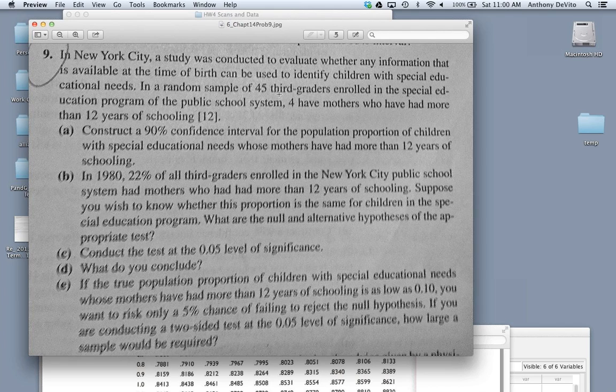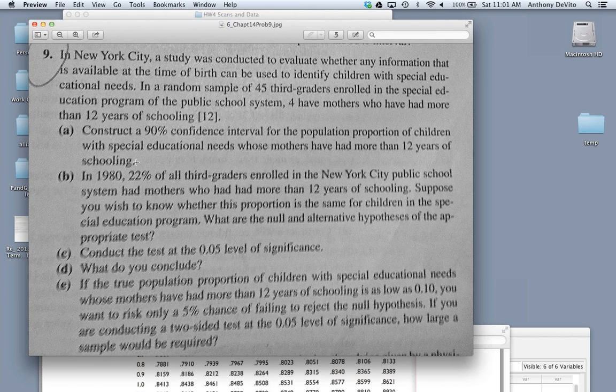Random sample of 45 third graders enrolled in special education programs at a public school system. 4 have mothers who have had more than 12 years of schooling. Okay, out of 45, only 4 have mothers who have more than 12 years of schooling. Construct a 90% confidence interval for the population proportion of children with special education needs whose mothers have had more than 12 years of schooling.